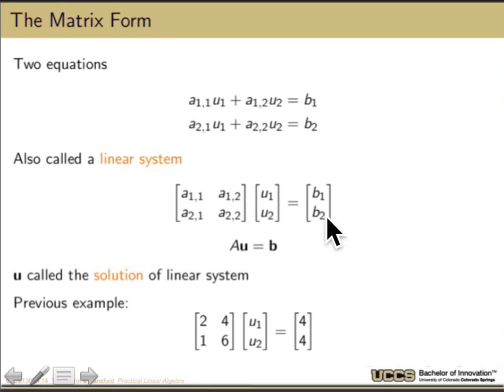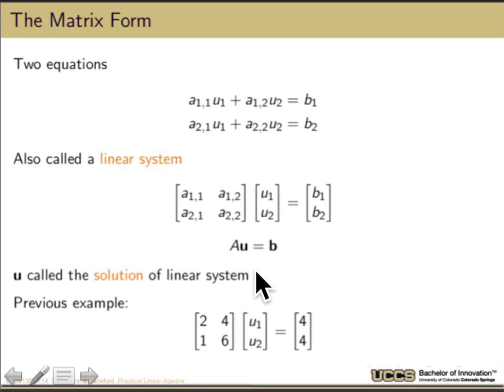First, we're going to look at how we represent it in what's called matrix form. If I represent it in matrix form, I take the coefficients of those two equations and line them up so that u1 is always the first variable and u2 is the second variable. Then I get a matrix form: the matrix A with entries a11, a12, a21, a22, times the column vector u1, u2, equals b1, b2. This is our unknown vector. This is our right-hand side. This is our matrix, and we write that as Au = b. In this case, u is called the solution of the linear system.